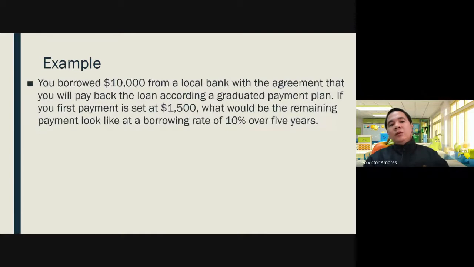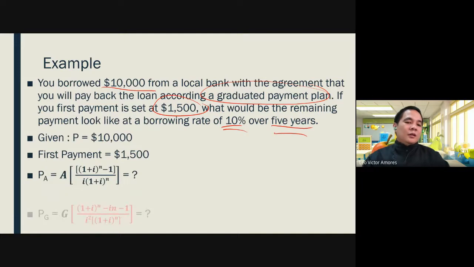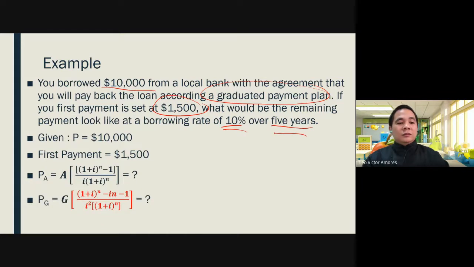So, example: you borrow 10,000 from a local bank with an agreement that you will pay back the loan according to a graduated amount plan. If your first payment is set at 1,500, you will pay for 5 years at an interest rate of 10%. Okay? So, what is given?